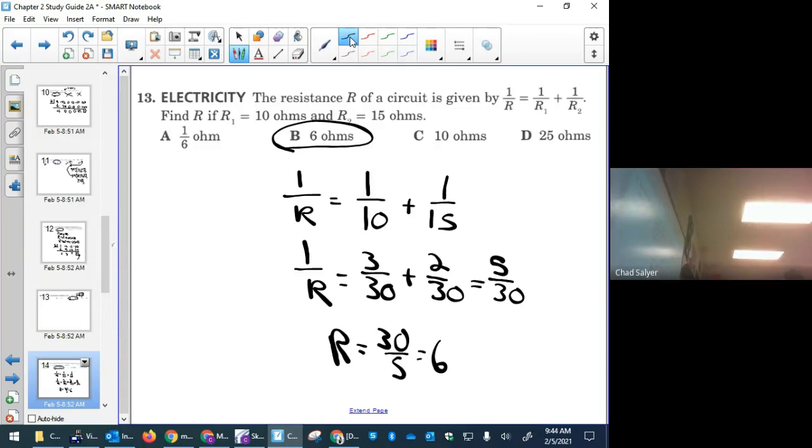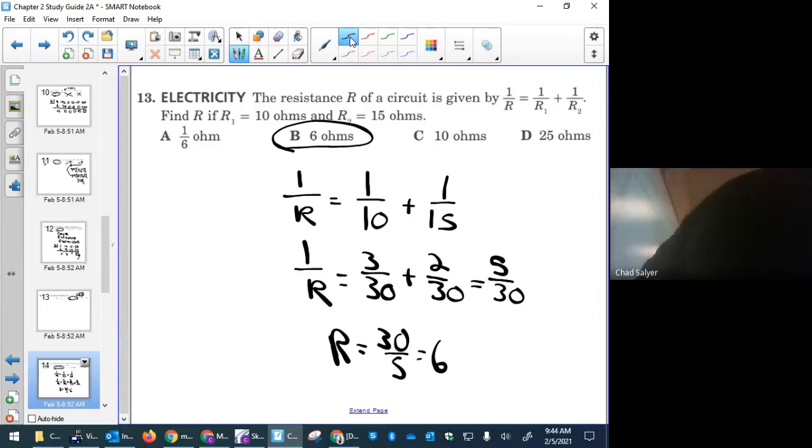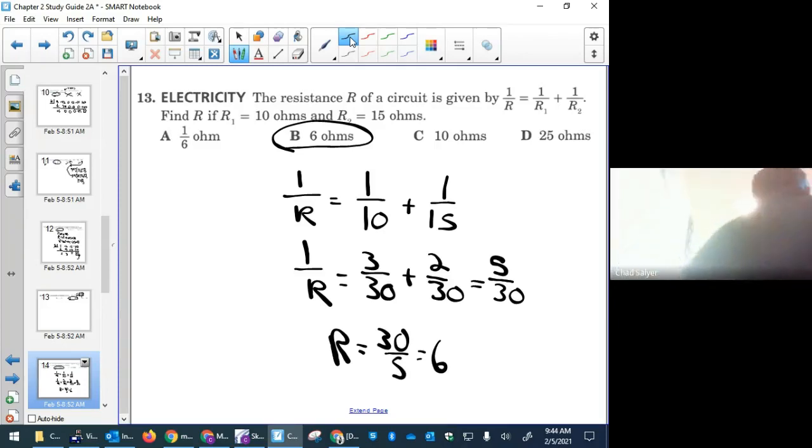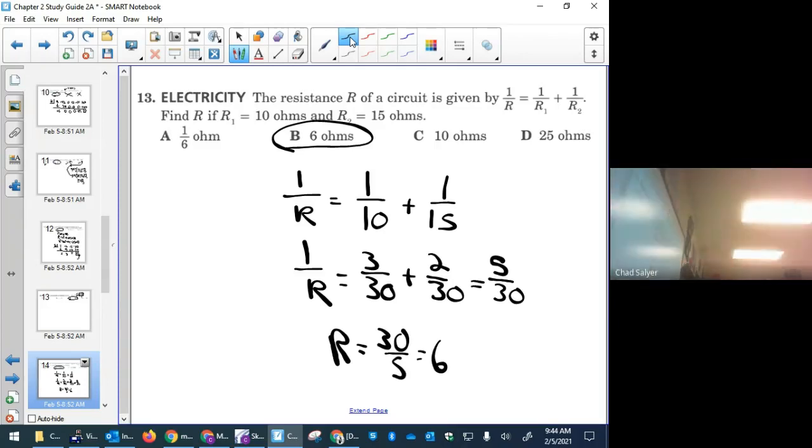Why would we flip it? Because it's 1 over R, and we want to solve for R itself, not its inverse. As I recall, this one is also pretty frequently missed.